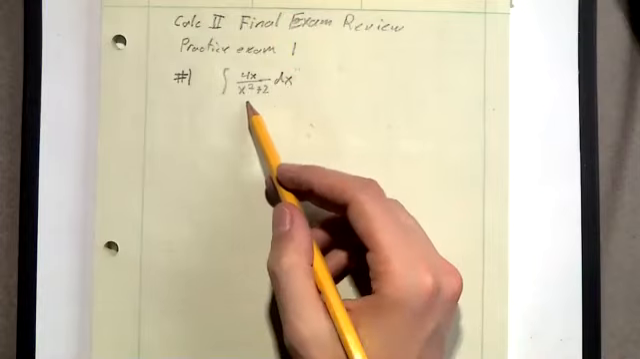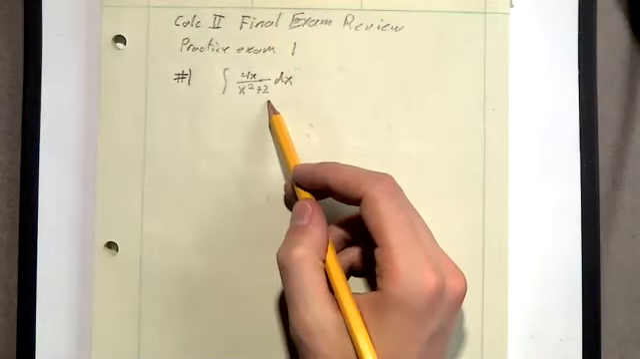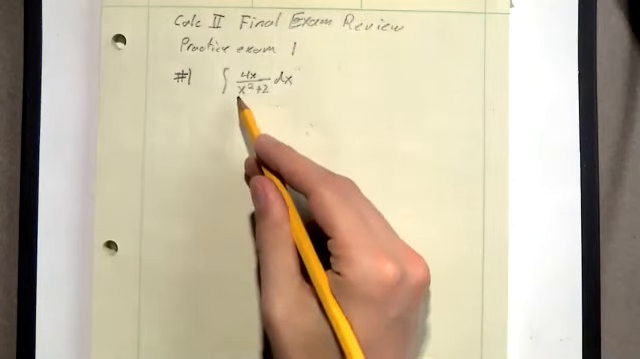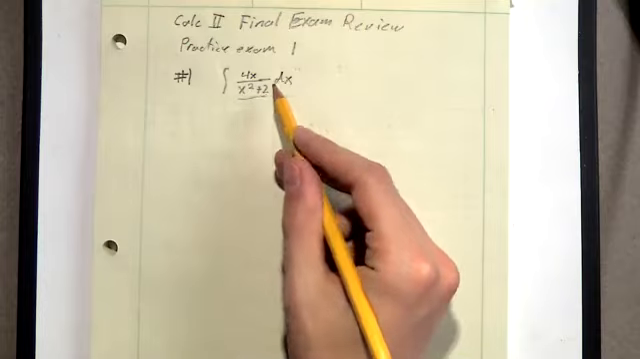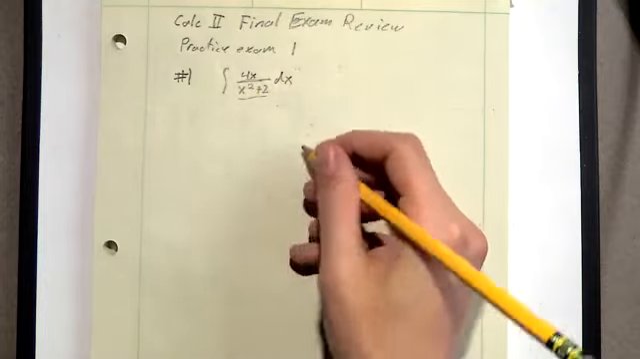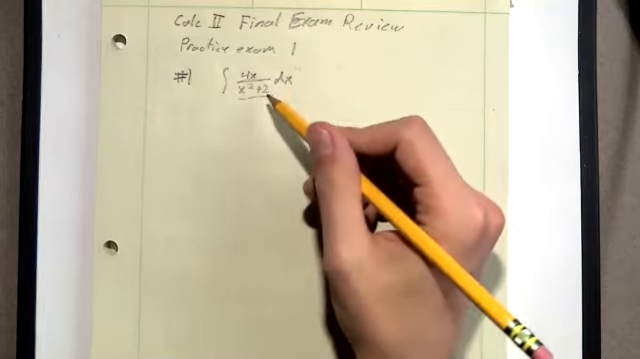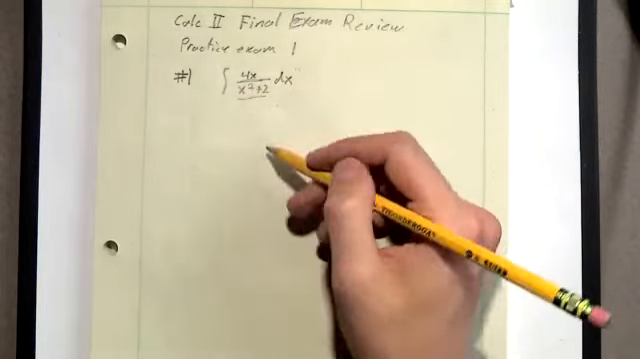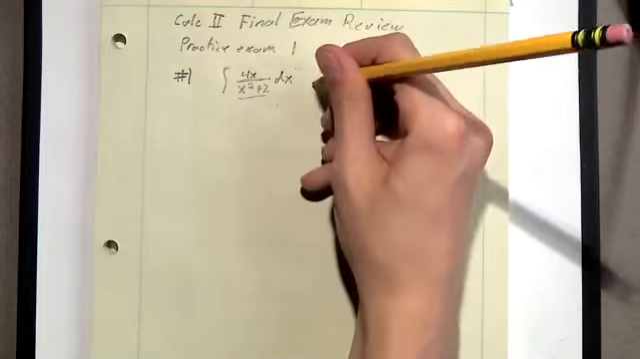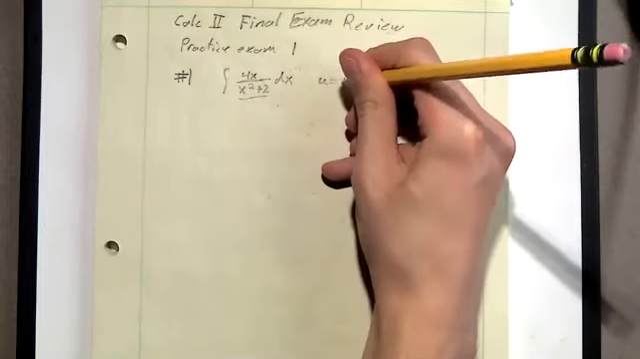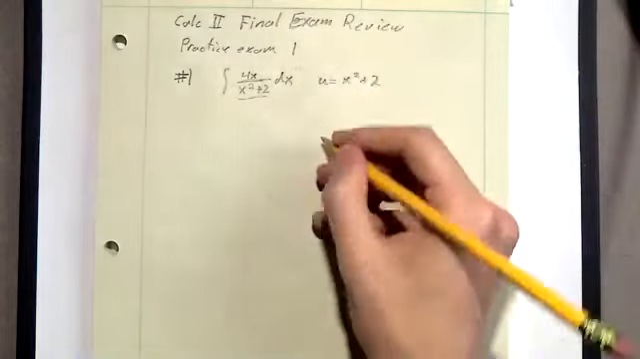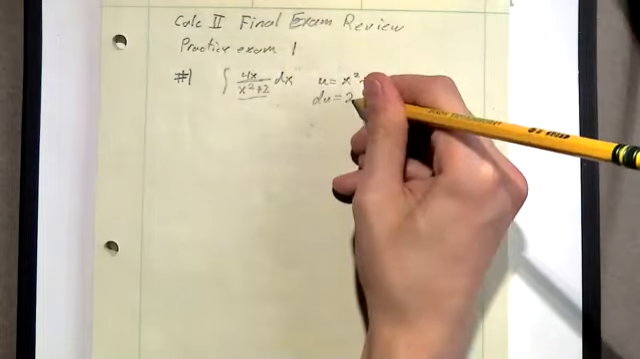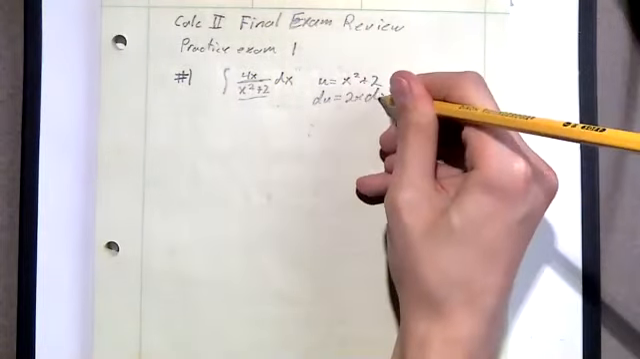So to start with, we have the integral of 4x over x squared plus 2. The way that we're going to have to do this is using U-substitution because we have x squared on the bottom, 4x on top. So in this case, we want to start with the x squared plus 2. So we're going to say u is equal to x squared plus 2. du is going to be the derivative of this, which is 2x dx.